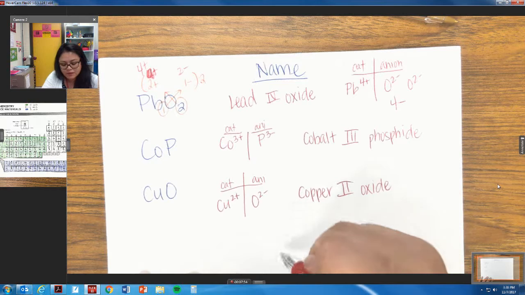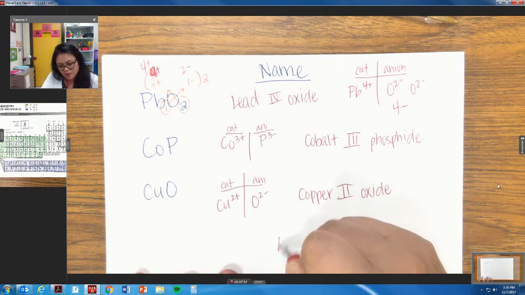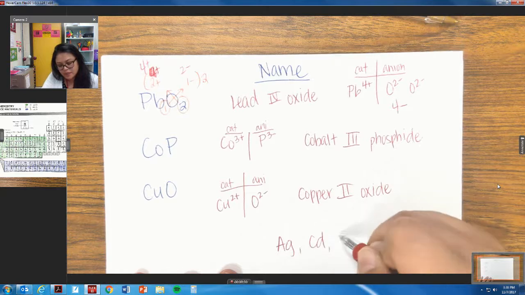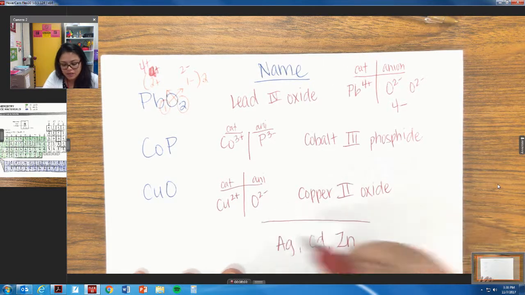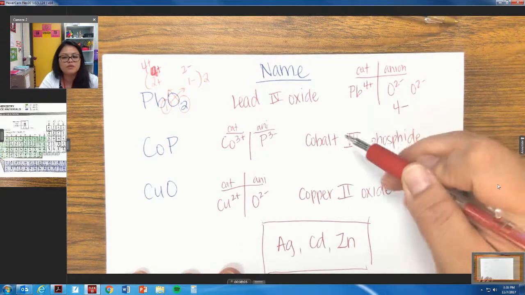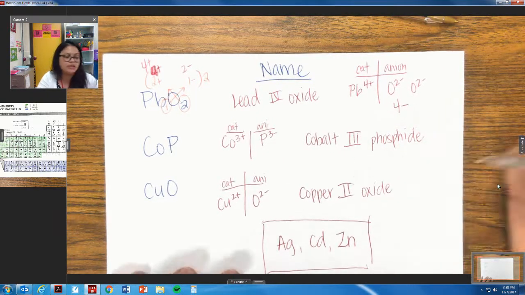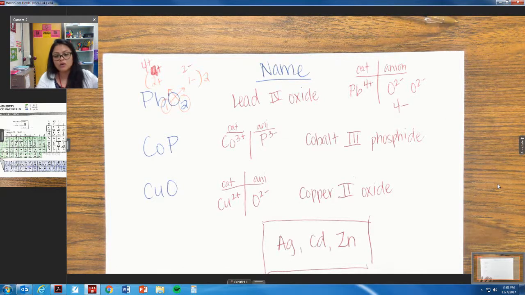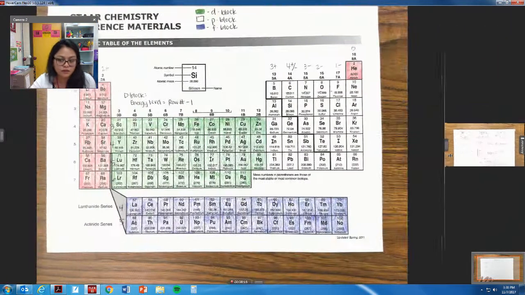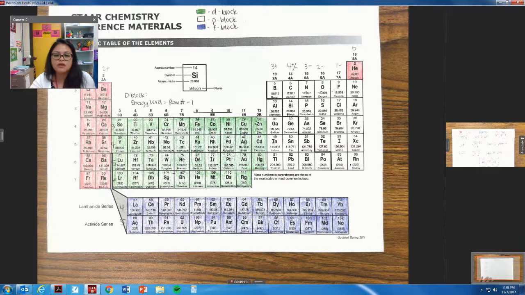Don't forget, you have 3 exceptions to the rule. You have silver, cadmium, and zinc. These 3 are the exception to your Roman numeral rule. They don't need Roman numerals because their charges don't change. They will always be the same. On your periodic table, I have a little trick for you guys to see for those exceptions. You have silver right here, and then you also have cadmium right here, and you have zinc right here. So they are all next to each other.